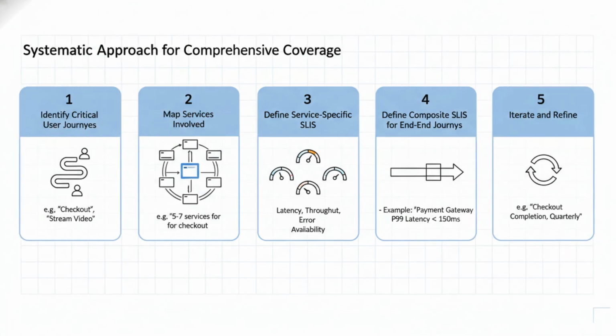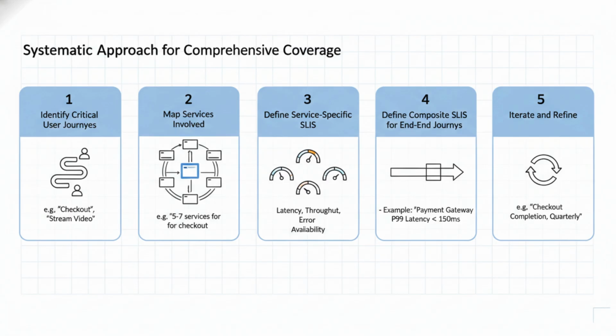Now that we understand the importance and categories of SLIs, let's outline a practical, step-by-step approach to defining them for your complex microservices architecture. First, identify critical user journeys. What are the most important workflows for your users? For an e-commerce site, this might be product search, add to cart, and checkout. For a streaming service, it's login and stream video. Next, map services involved in each journey. Deconstruct these journeys into the specific microservices that participate. The checkout journey, for example, might involve 5 to 7 distinct services.